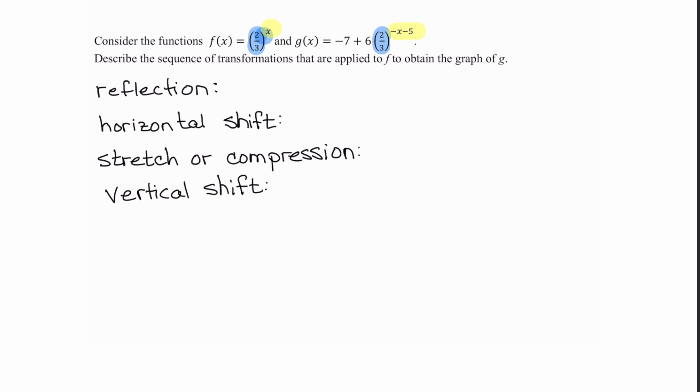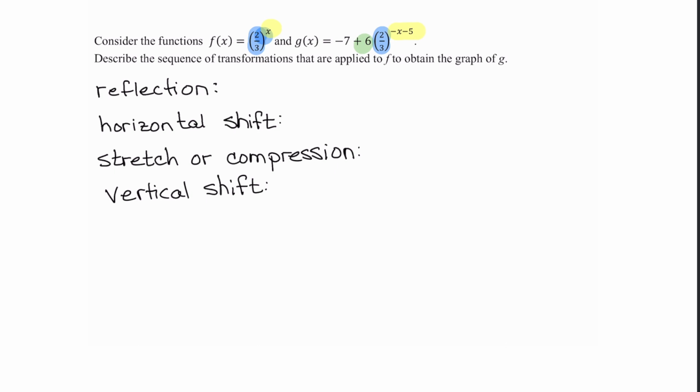Now the first thing we want to look for is reflections. If we have a multiplication to the function, that would be a negative sign. That would be a reflection over the x-axis. But this is a positive 6 multiplied to it, so I don't have a reflection over the x-axis.